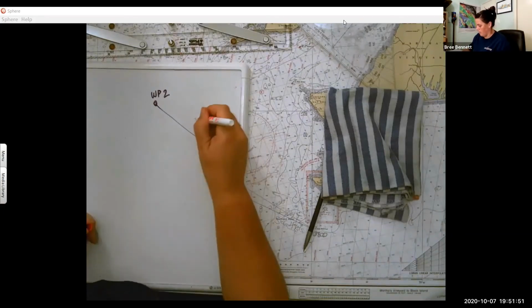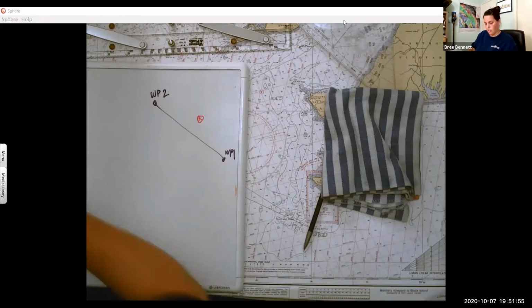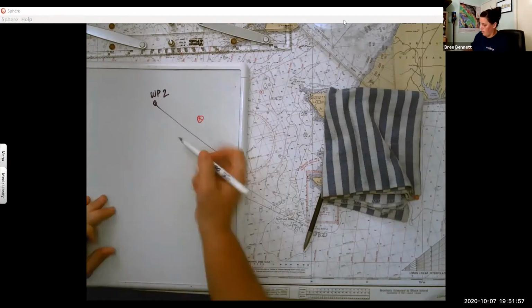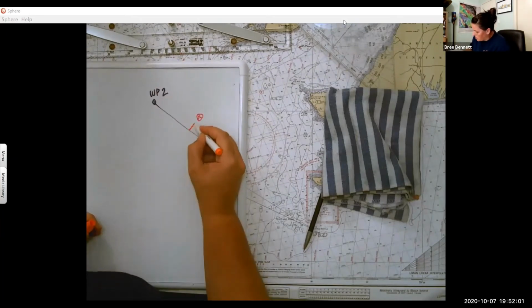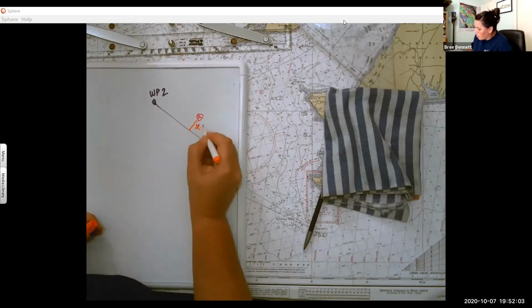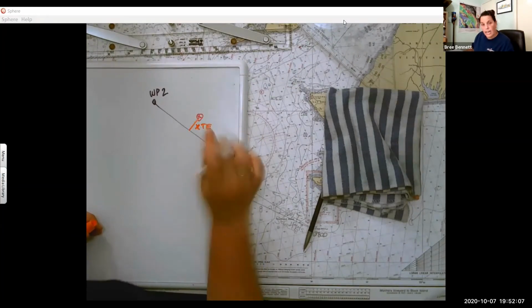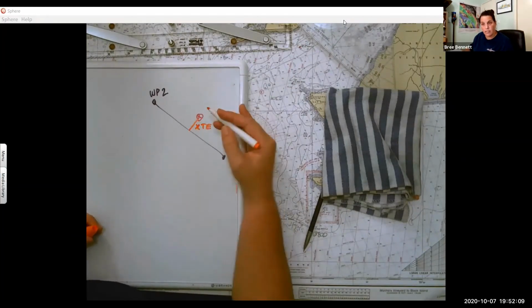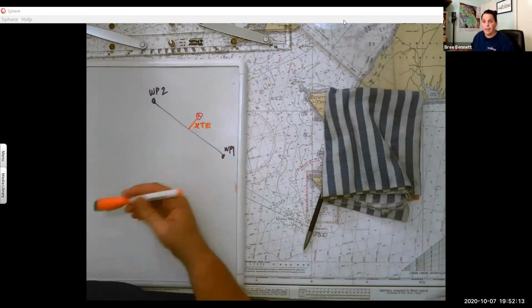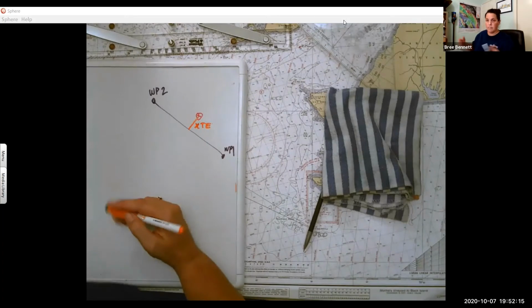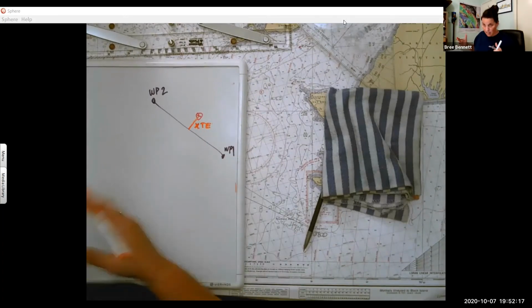I got a fix around here. Yep. Right? So this distance here is our cross-track error. How far am I off course line? So are you okay with being a quarter mile off course line? Are you okay with being a mile off course line?